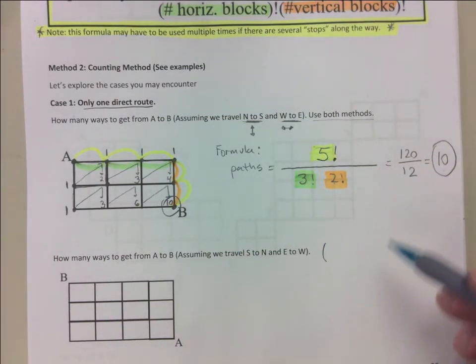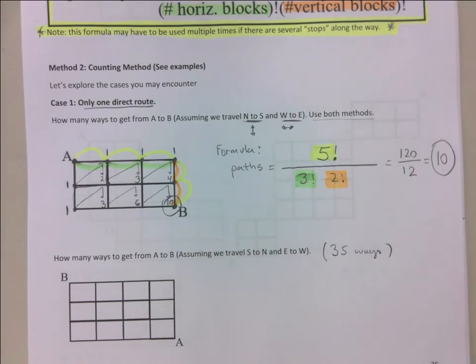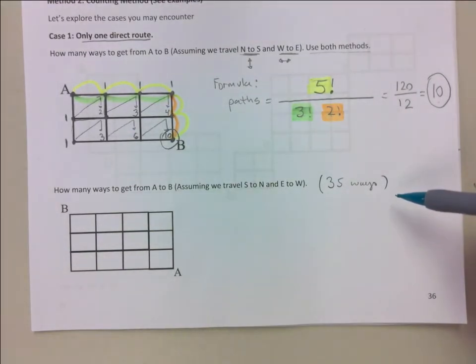I'll leave the other one to you, and I'll just tell you there's 35 ways. You're going to practice that, both methods. So just write down the answer.